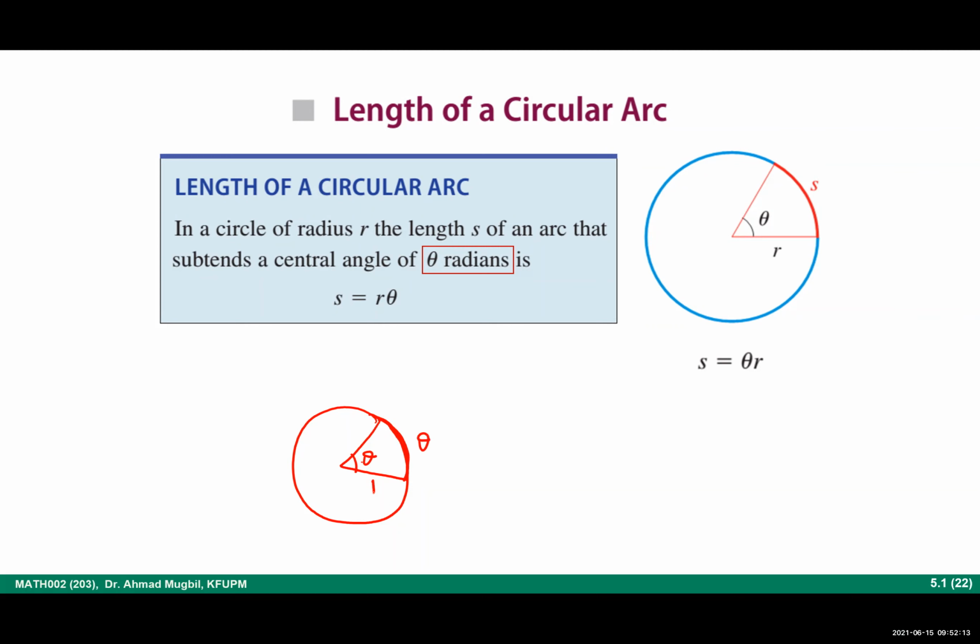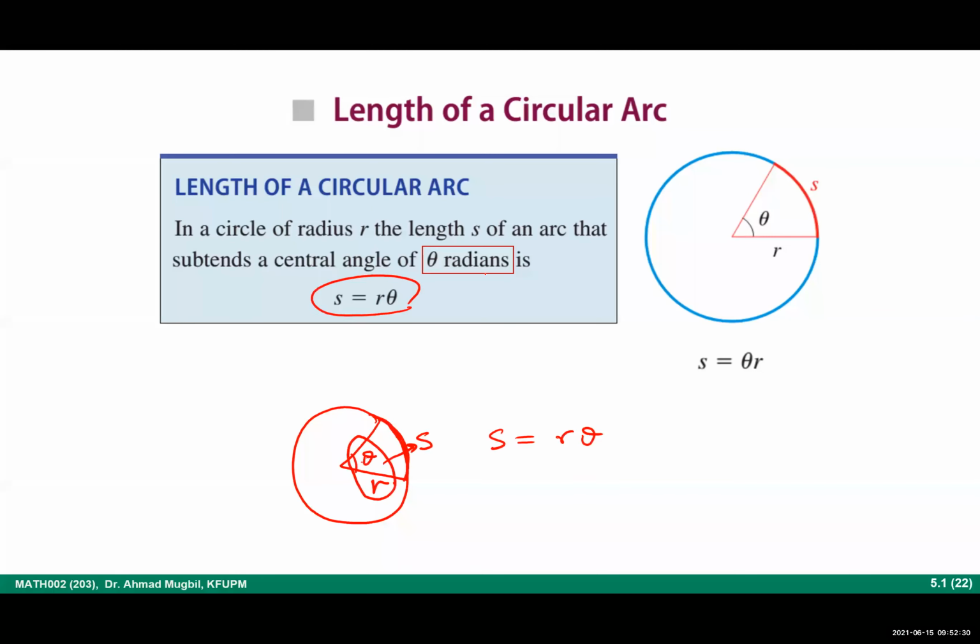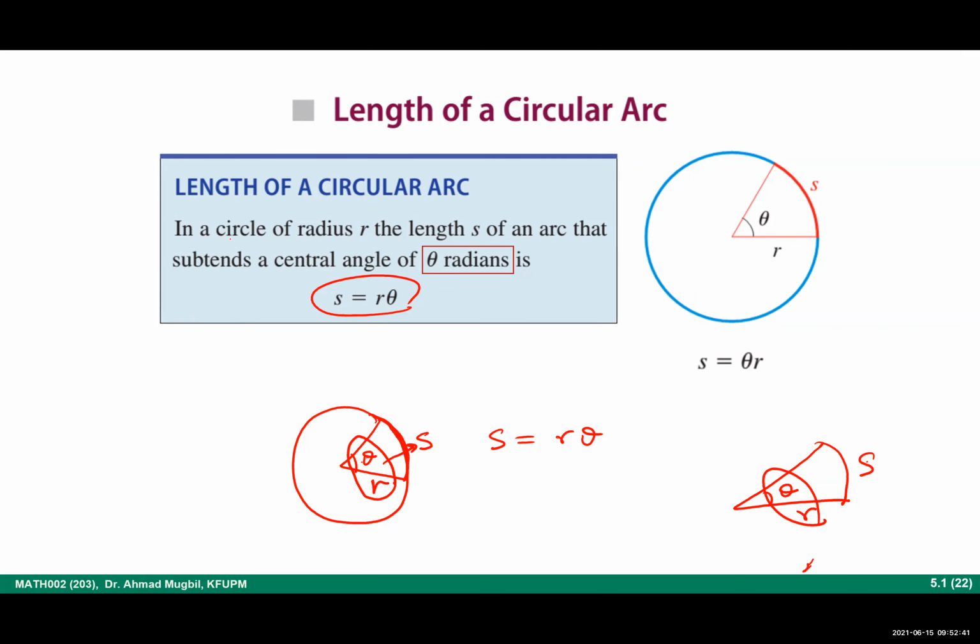Now, if the radius is r, not 1, this is called s. And what will be s? s will be r times theta, or theta times r. So when you multiply these two, they will give you s. And this is so easy, shabab. A very good idea for you to remember: s equals r theta. So if you forget, just draw this. This is s, this is theta, this is r. So s equals r theta. Okay. So what is this? In a circle with radius r, the length s of an arc that subtends a central angle theta is s equals r theta.